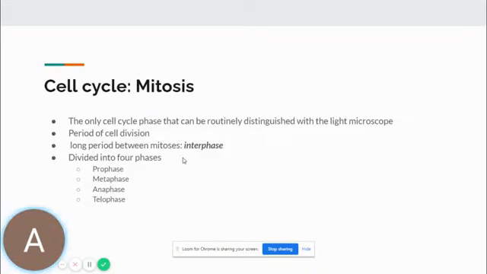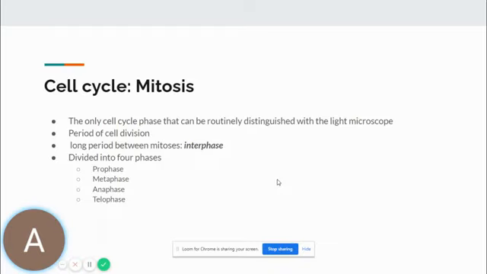So, mitosis is the only cell cycle phase that can be routinely distinguished with the light microscope. It is the period of cell division. Of course, after mitosis, there's a long period which is called the interphase wherein walang activity, no?